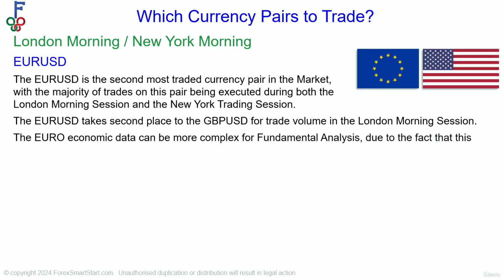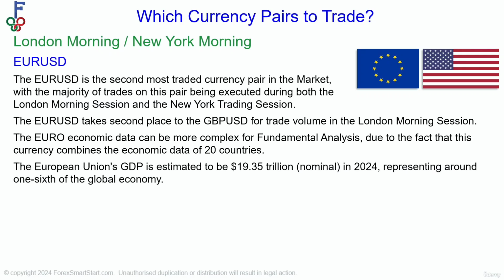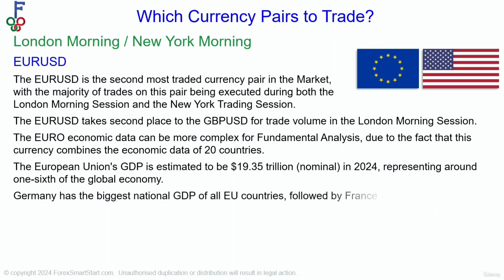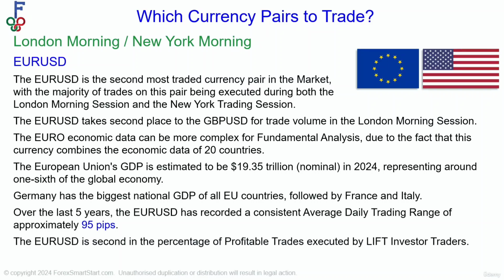The Euro economic data can be more complex for fundamental analysis due to the fact that this currency combines the economic data of 20 countries. The European Union's GDP is estimated to be 19.35 trillion nominal in 2024, representing around 1/6 of the global economy. Germany has the biggest national GDP of all EU countries, followed by France and Italy. Over the last 5 years, the Euro USD has recorded a consistent average daily trading range of approximately 95 pips. The Euro USD is second in percentage of profitable trades executed by retail investor traders.